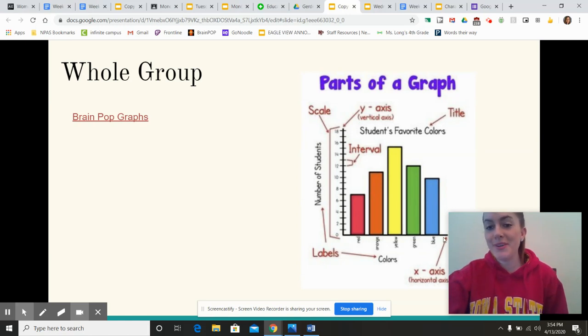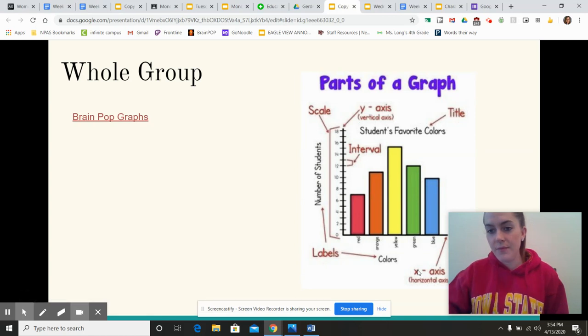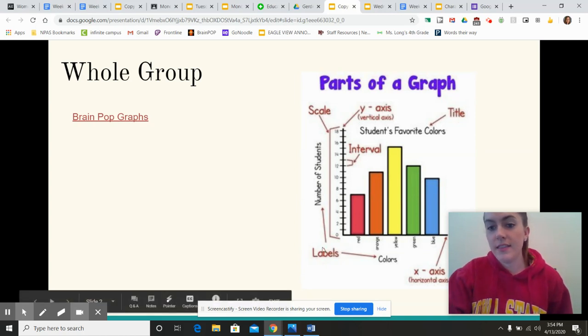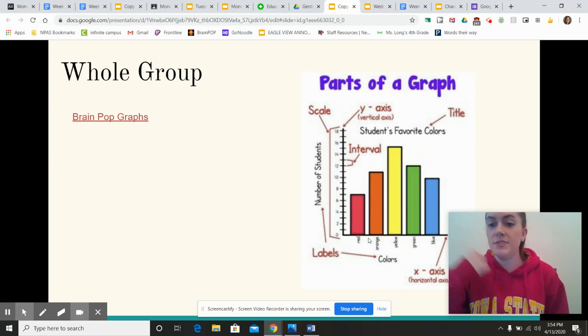Okay, so you'll hear these words a lot in middle school and in high school. You'll hear the term x-axis and y-axis. So right here, we know that the x-axis, which is the black line that goes from side to side, is the colors, and they have titles too. They have labels. So on this part of the bar graph, they have all of the different colors that were used in this survey. So red, orange, yellow, green, and blue.